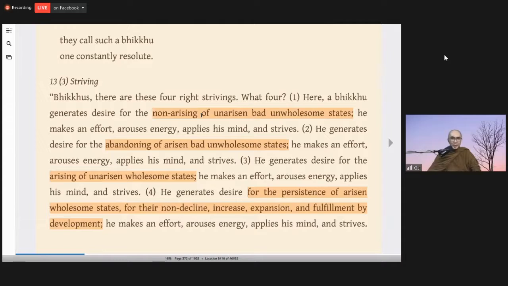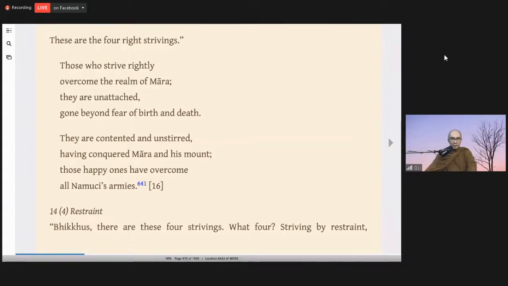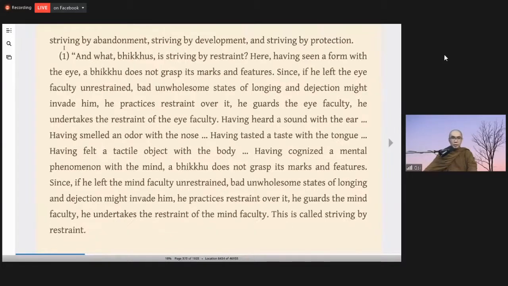But the next sutta, which is also interesting, tells you how to put those things into practice. Now, here again, the next sutta is the Anguttara. This is the Book of the Fours, because there are four things, under restraint, because there are four right strivings. What are they? Striving by restraint, striving by abandonment, striving by development, striving by protection.